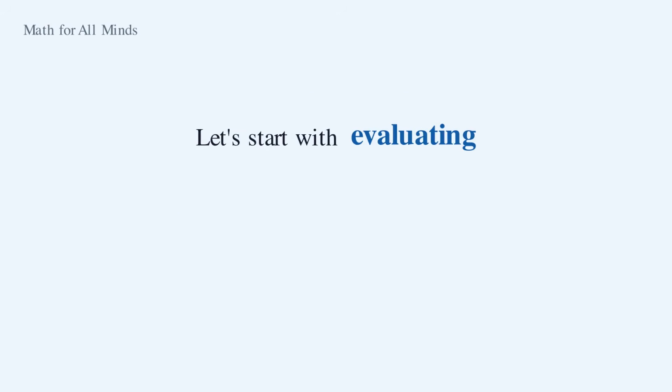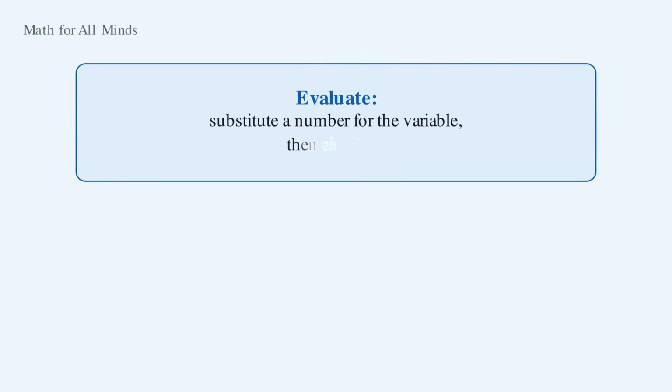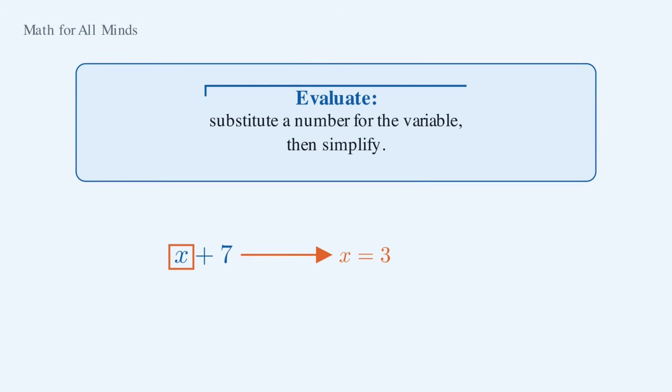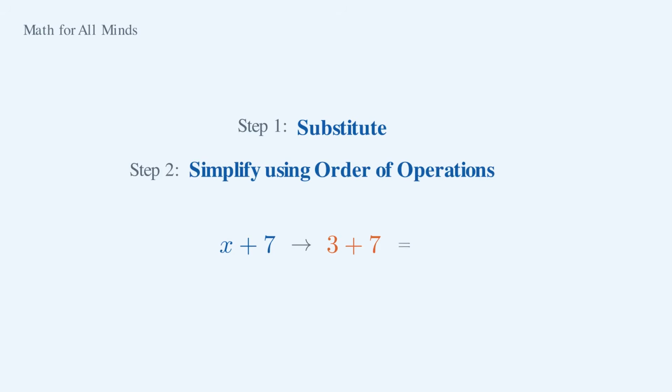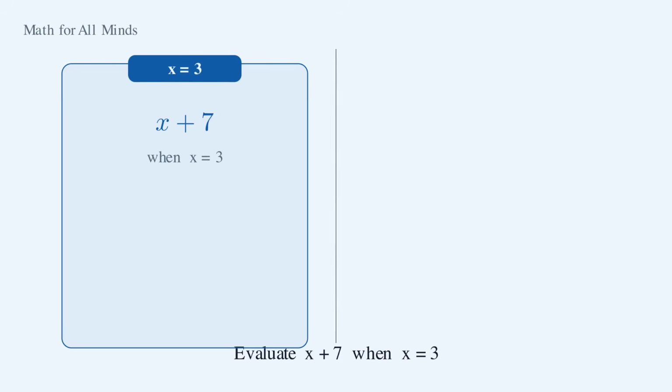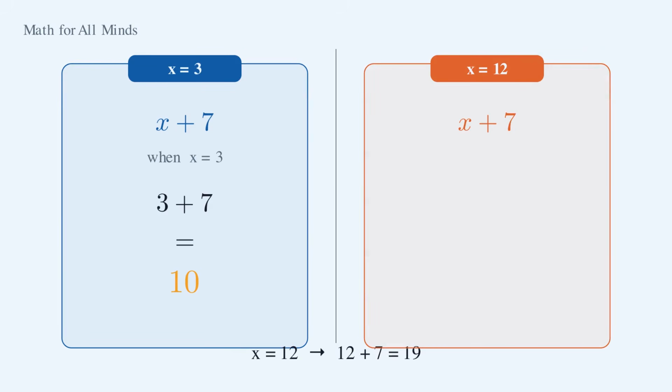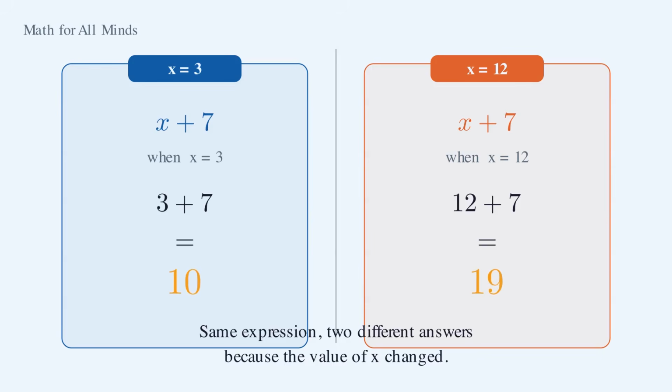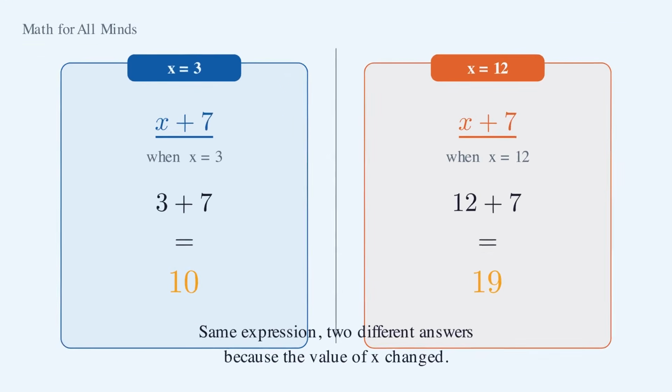Let's start with evaluating. To evaluate an algebraic expression means to find its value when we replace the variable with a specific number. Substitute, then simplify using the order of operations. That's the whole game. Try this one with me. Evaluate x plus 7 when x equals 3. We swap x for 3, giving us 3 plus 7, which equals 10. Now what if x equals 12 instead? Then it's 12 plus 7, which is 19. Same expression, two different answers, because the value of x changed.